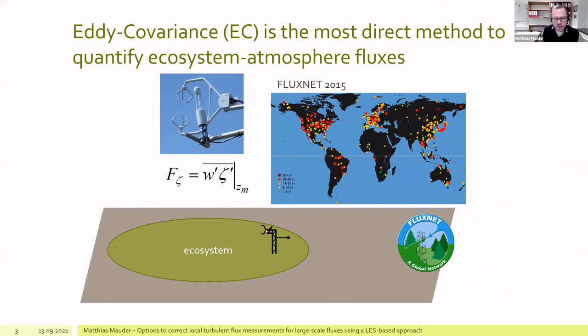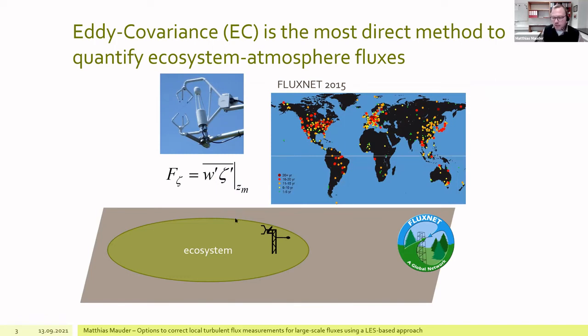But in principle, it's very easy. You set up a sonic anemometer and a gas analyzer, and you can measure the flux of a quantity, whatever it is. CO2 is what we're mostly interested in at Fluxnet, but also, of course, water vapor fluxes. So this is how we typically measure evapotranspiration. And that's the most direct method, actually, to determine evapotranspiration on the ecosystem scale.